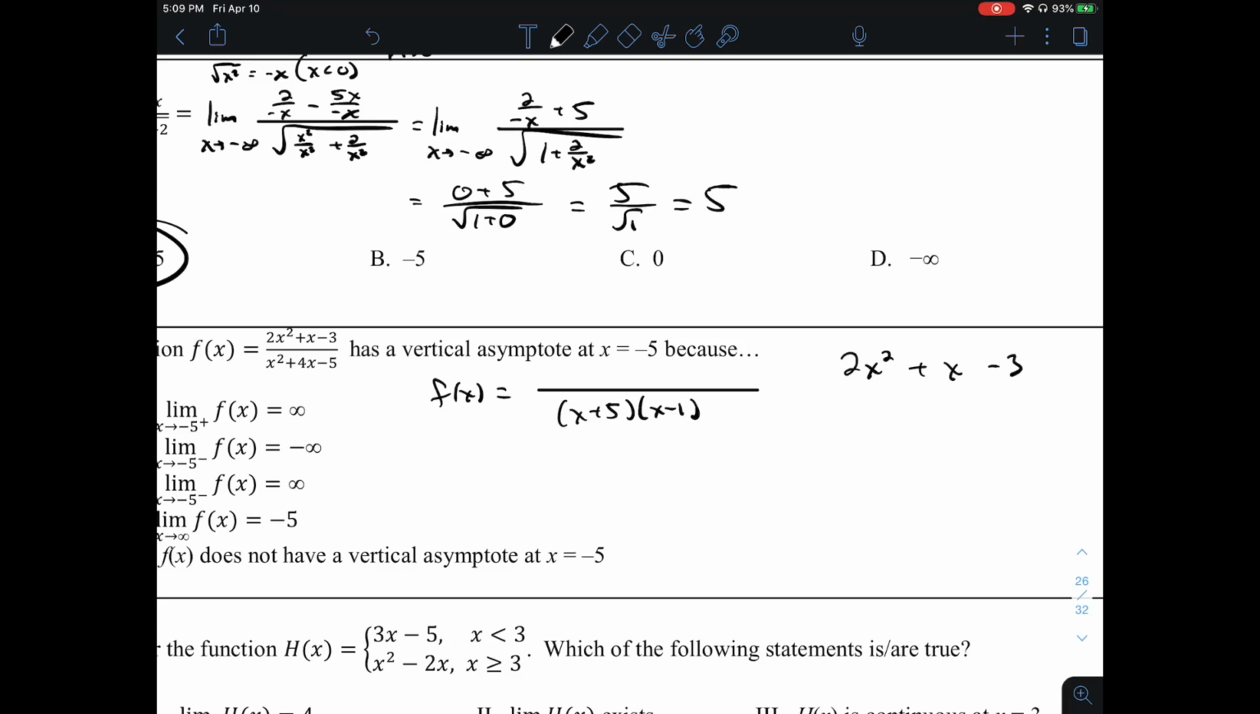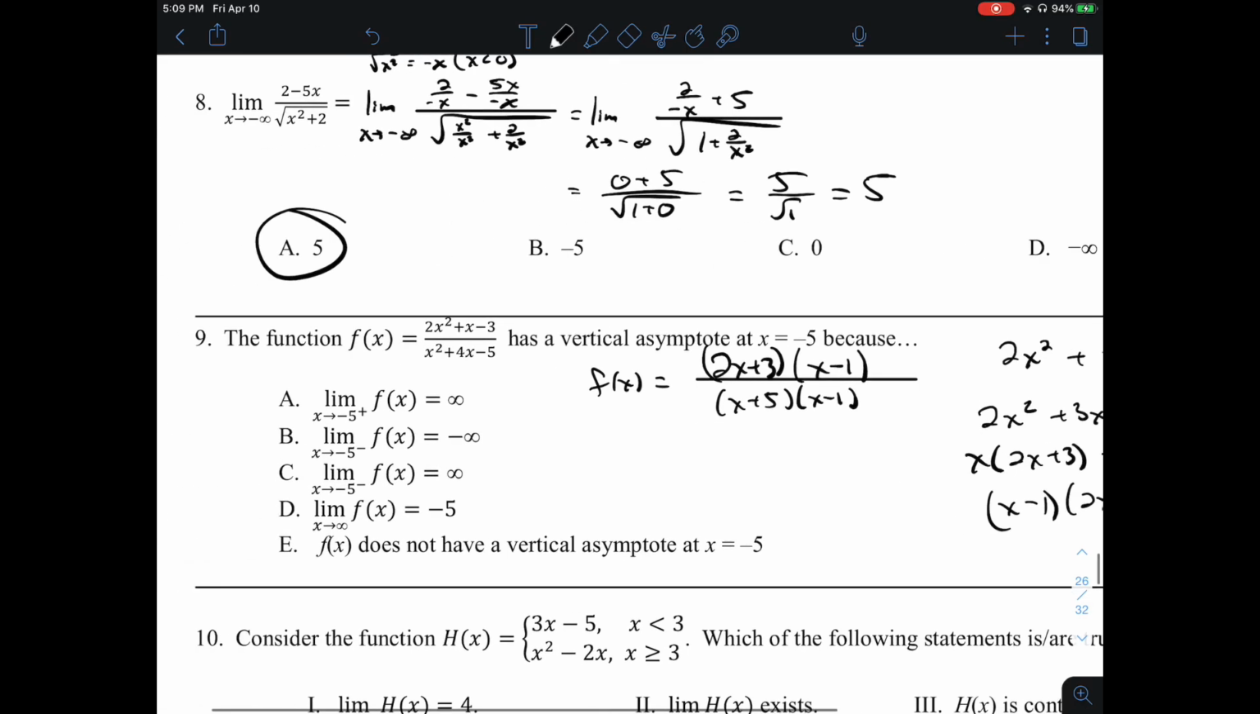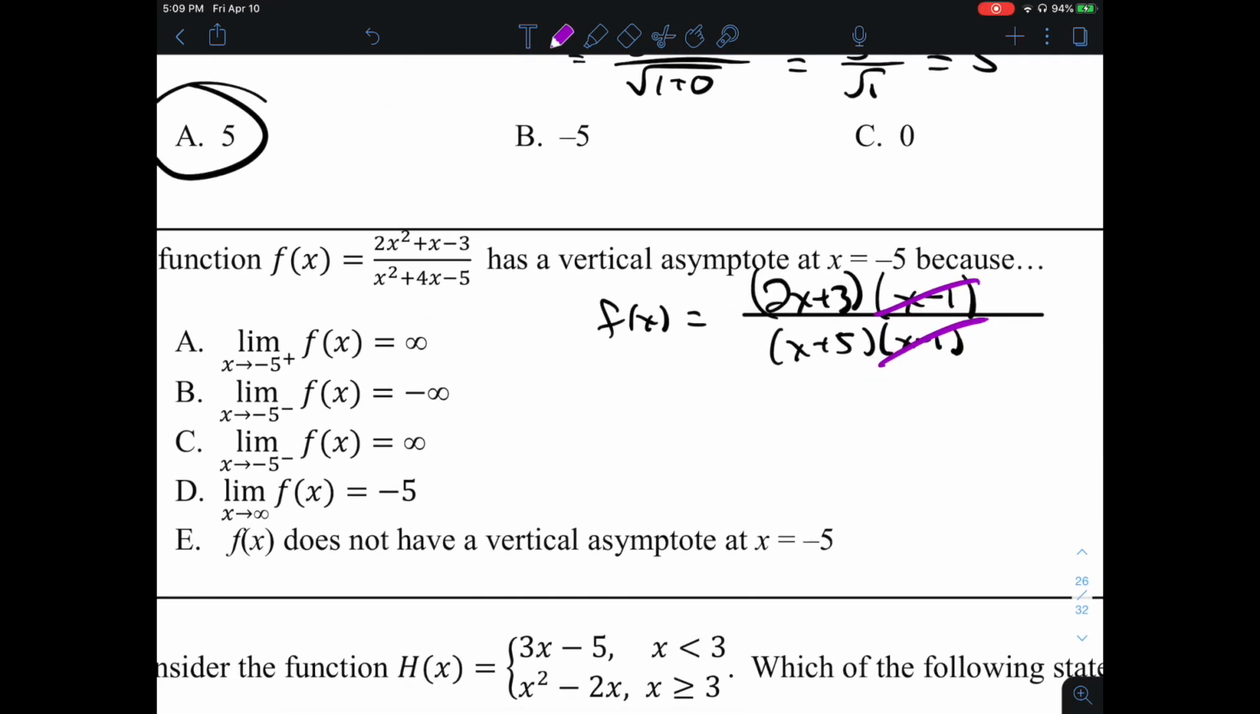Two things that multiply to get negative 6x squared and add to get 1x. I would say that would be plus 3x and a minus 2x. I could factor an x out of this. So I'm saying this factors into an x plus 2x plus 3 and an x minus 1. The x minus 1's cancel. There's a hole in the graph at x equals 1. We know there's a vertical asymptote at x equals negative 5.